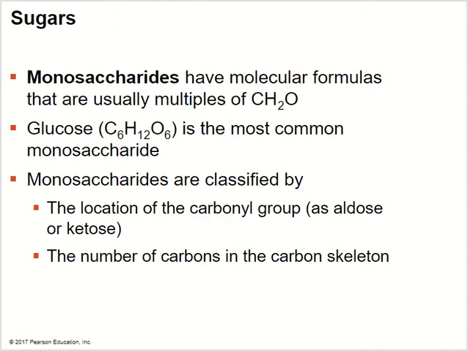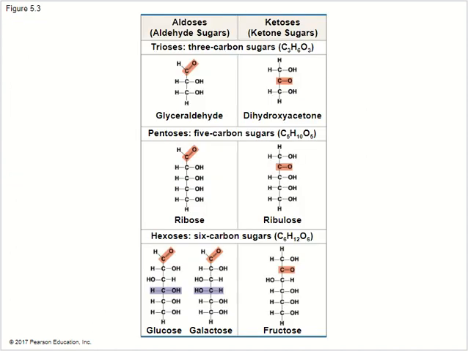Monosaccharides have molecular formulas that are always or usually a multiple of 1 carbon, 2 hydrogen, and 1 oxygen. Glucose, for example, is C6H12O6, and is the most prolific and most common monosaccharide. These can be classified by the location of the carbonyl group as either aldose or ketose, coming from aldehyde or ketone, as well as by the number of carbons in the carbon skeleton, 6, 5, or more.